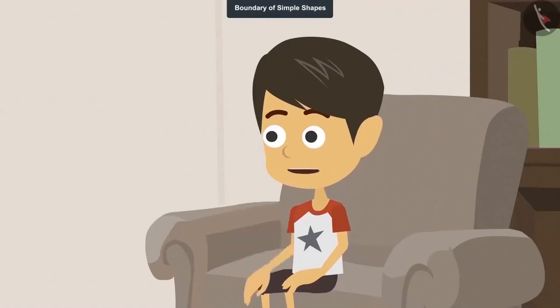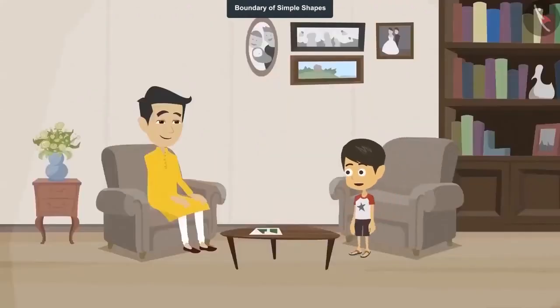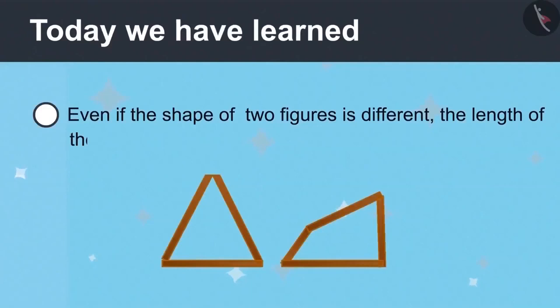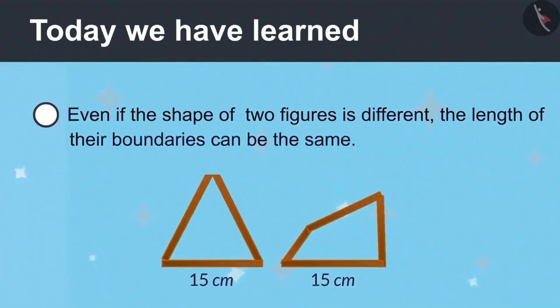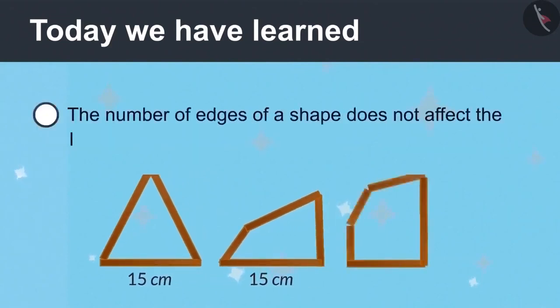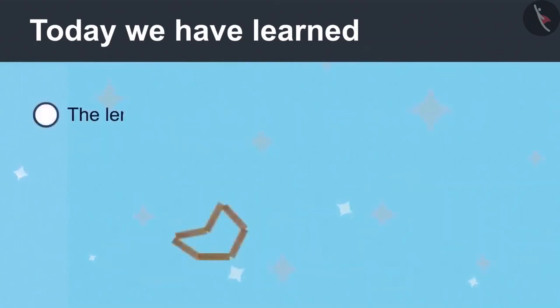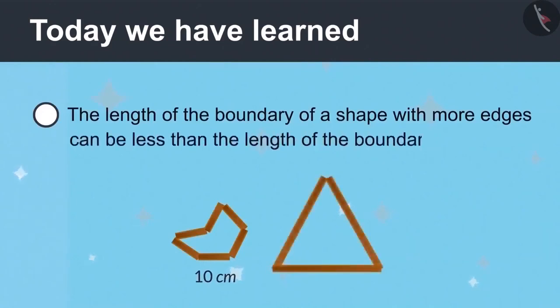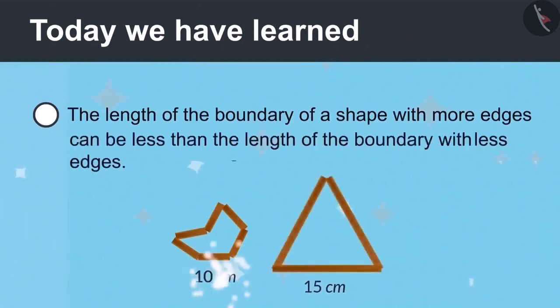Yes, now I understand. Let's go to the market now and buy some wire for the farms. Today we have learned that even if the shape of two figures is different, the length of their boundaries can be the same. And the number of edges of a shape does not affect the length of its boundary. The length of the boundary of a shape with more edges can be less than the length of the boundary with the less edges.